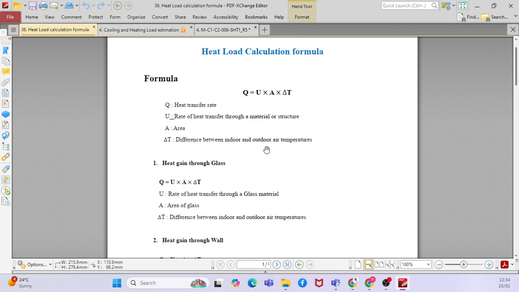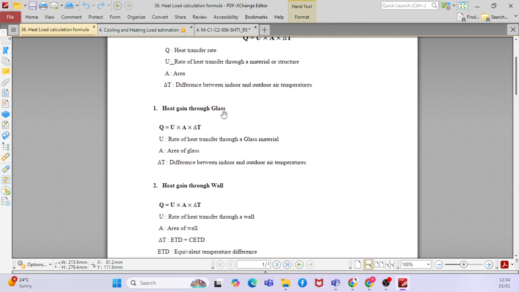What is the temperature difference? Assume that the temperature you want to maintain is 24 degrees Celsius, and outside is 46 degrees Celsius. So what is the difference? That is called delta T. Clear, right? So this is the heat gained through the glass. This is the equation. U is the rate of heat transfer through the glass material. Each and every material has a U value. So you have to calculate the rate of heat transfer through the glass material. Then there is the area of the glass, then the temperature difference between indoor and outdoor temperature. Then you can calculate the heat gain through the glass.